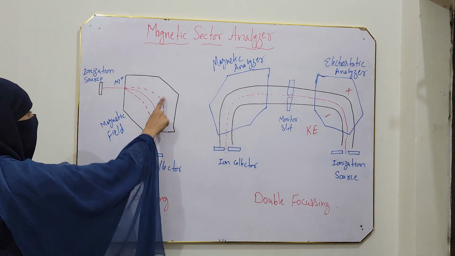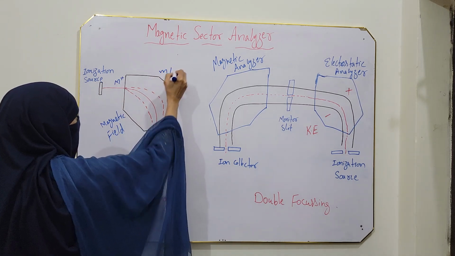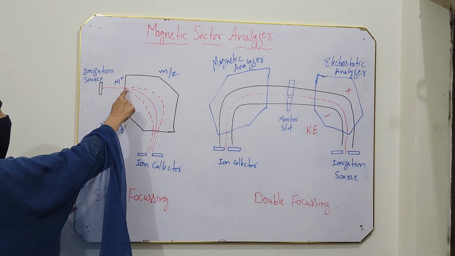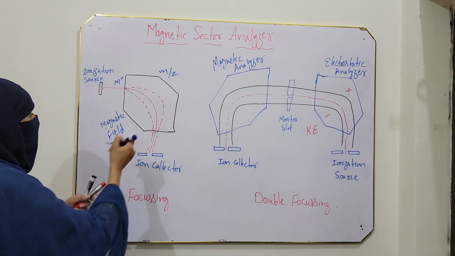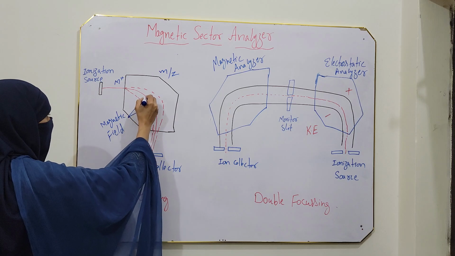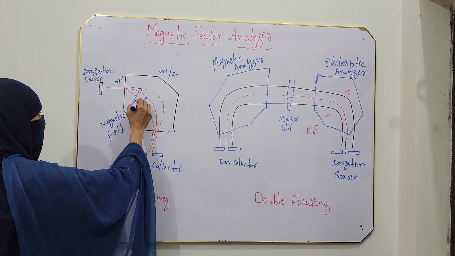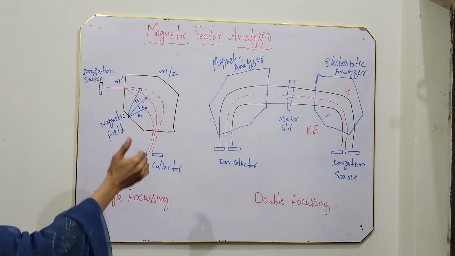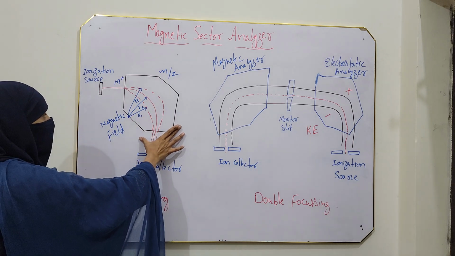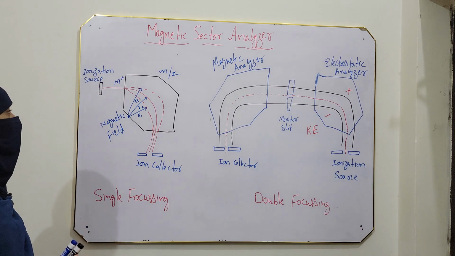Here the ions are separated on the basis of their mass to charge ratio. Ions with different mass and different charge will follow different radii, so basically this radius will vary. This is the radius of one ion, this of a second ion, and this is the radius of a third ion: R1, R2, R3. So ions with different mass to charge ratio follow different radii inside the magnetic field and finally fall on the ion collector, where they are detected.